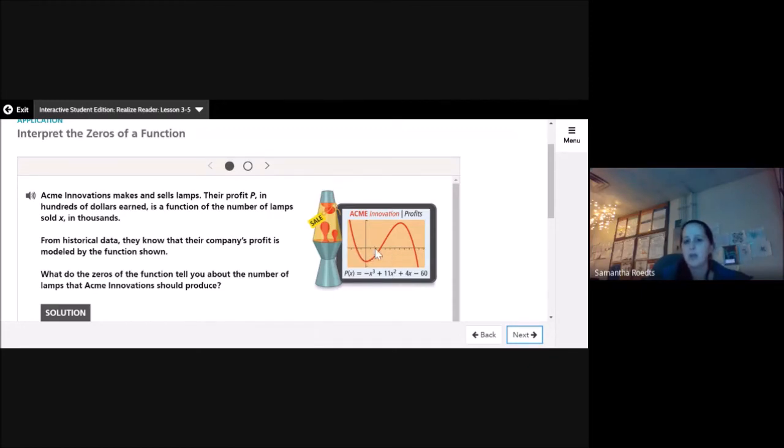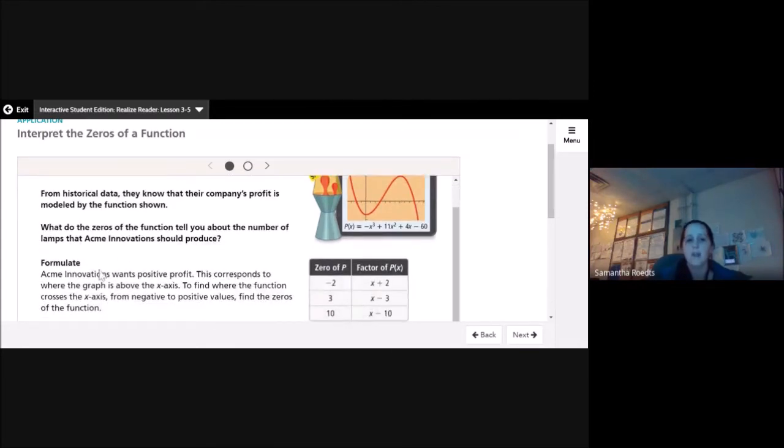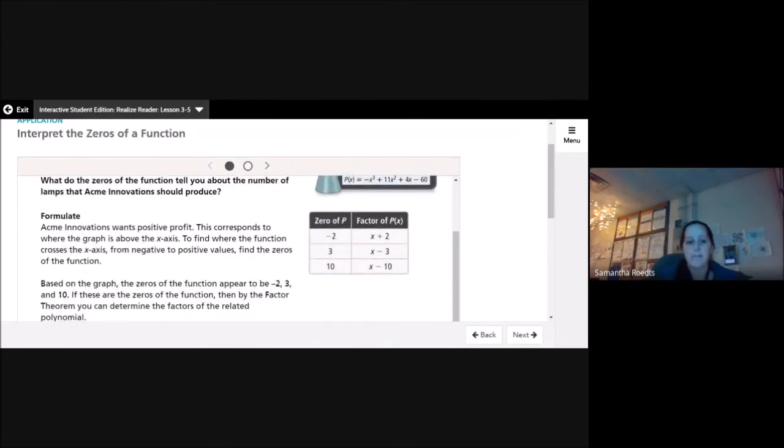So there's a 0 here, here, and here. Okay. So Acme Innovations wants a positive profit. This corresponds to where the graph is above the x-axis. To find where the function crosses the x-axis from negative to positive values, find the zeros of the function. So it looks like negative 2, 3, and 10 are my zeros. Based on the graph, the zeros of the function appear to be negative 2, 3, and 10.